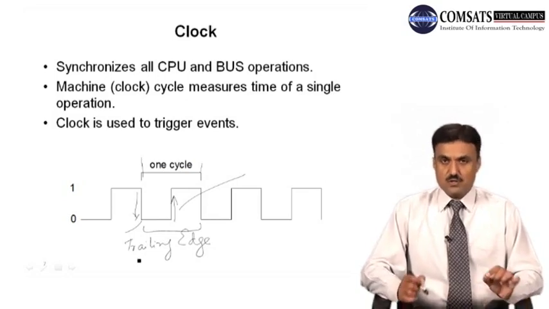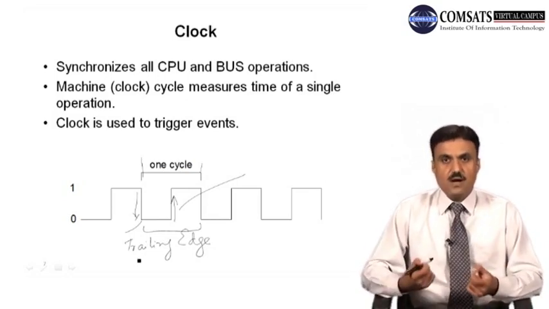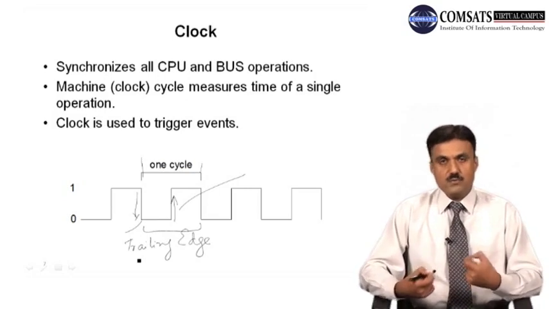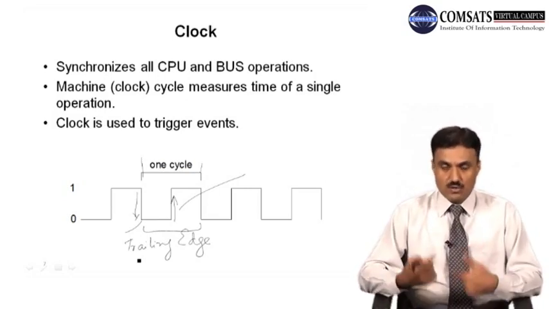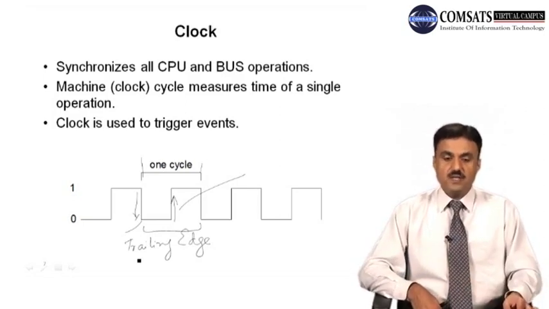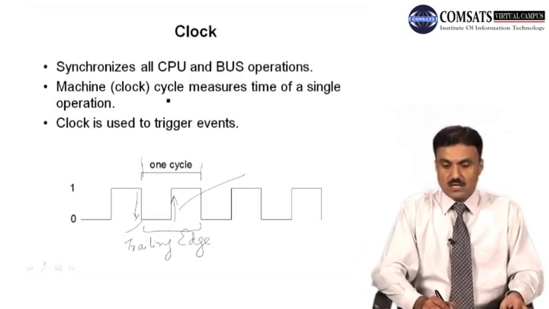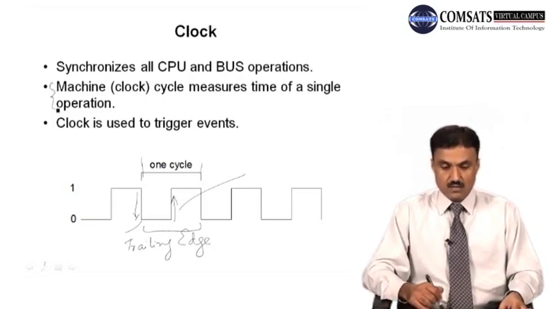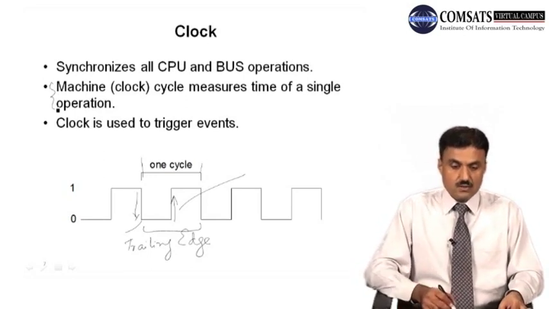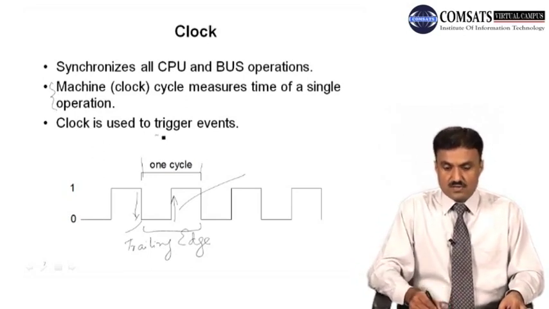But at least to perform any simple task, the computer needs clock cycles. Based on these clock cycles, the whole operations are performed by the CPU. So a machine clock cycle measures the time of a single operation. A single operation is measured by using these clock cycles. So this clock is used to trigger events.